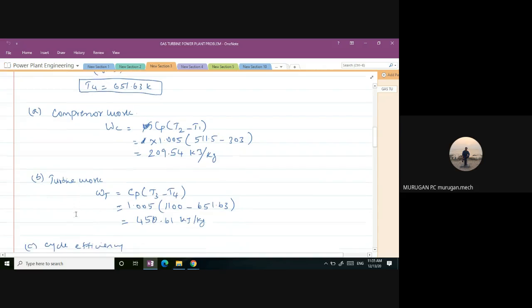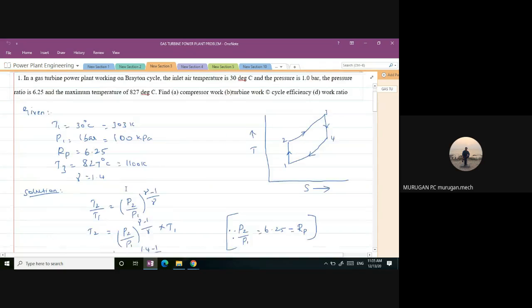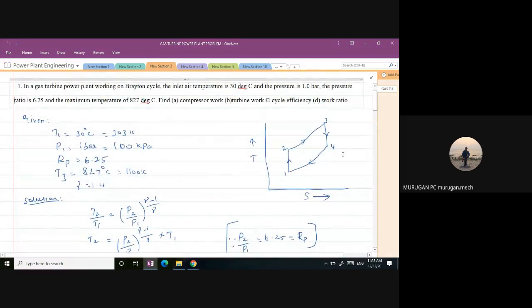The turbine work can be calculated using this formula. This is the compressor work from 1 to 2, and this is the place where we obtain the turbine work. Turbine work, and this is the compressor work.